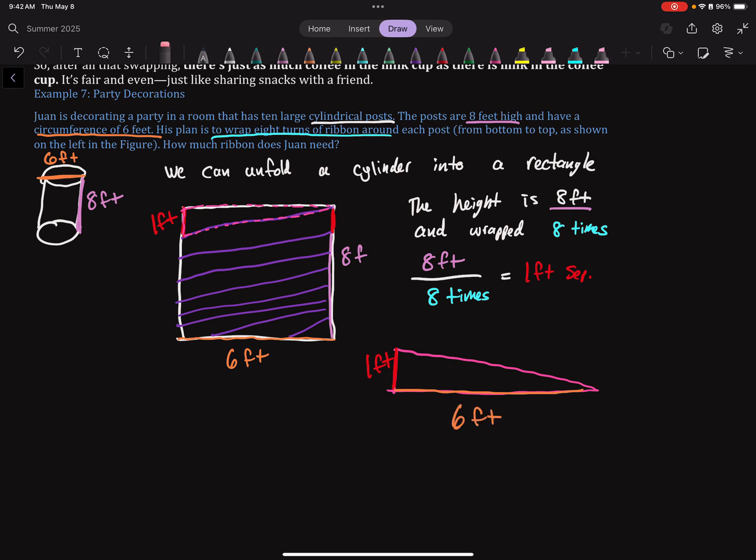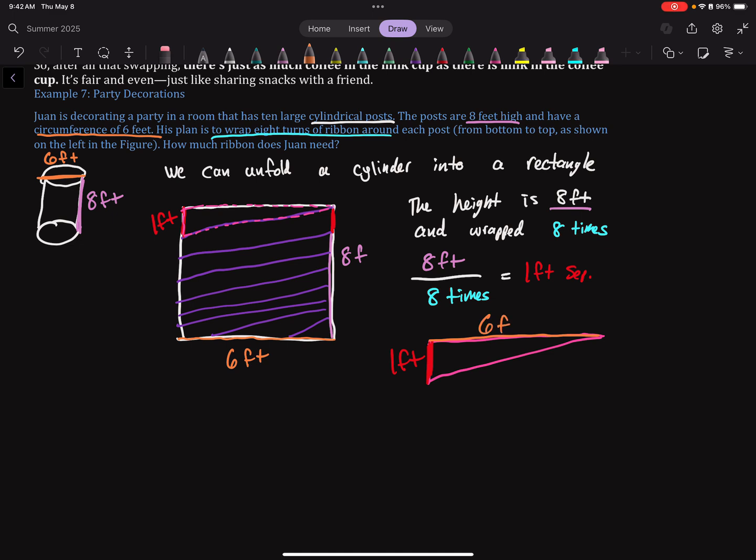Actually, I drew that upside down. Let me redraw that so it doesn't confuse us. There we go. So from here to here is 1 foot. And all the way across is 6 feet, because that's how wide the pole is. So we need to find the missing side.